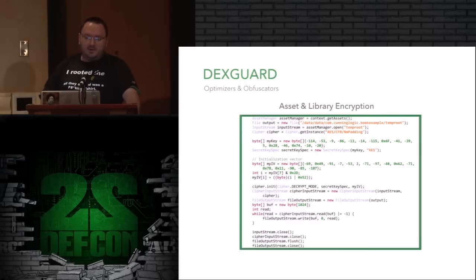The asset library encryption is pretty simple too. It's basically AES, and the key and IV are in pretty much plain text right in front of you. Extract the encrypted asset, decrypt it, write it to disk, or do whatever with it. Pretty simple, just a few seconds to undo.